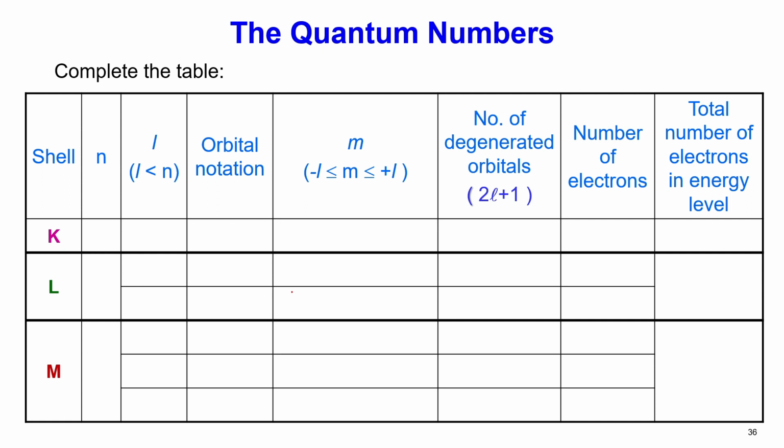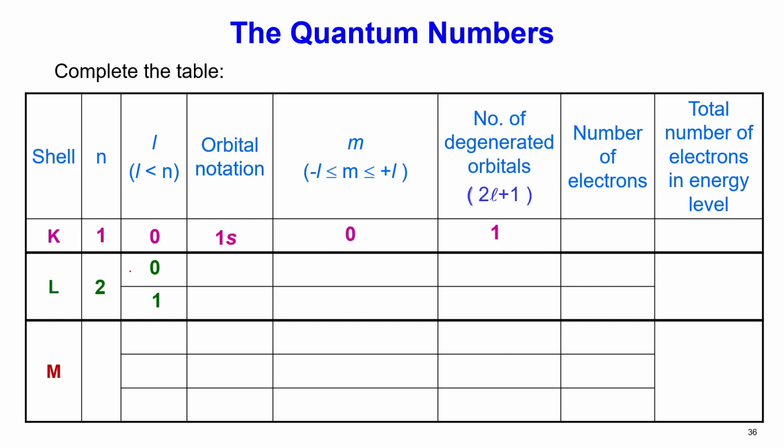Okay. So katalah kita ada shell K and n is equal to 1. Jadi L is equal to 0. Okay. N tak boleh mula daripada 0. N must start from 1. And then orbital, okay, orbital notation kita adalah 1s. Jadi magnetic kita is 0. So number of degenerate orbital is 1. Number of electron is 2. Nanti kita akan tengok number of electron later.